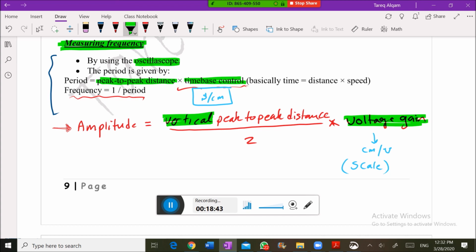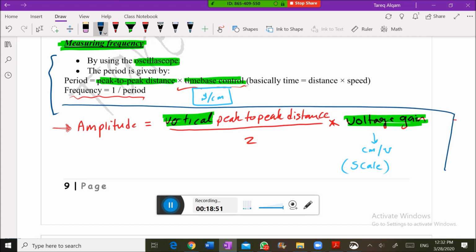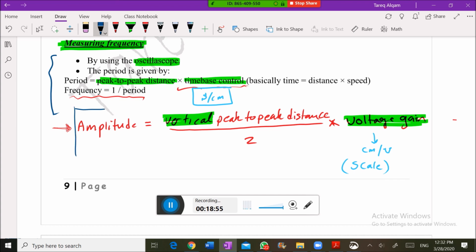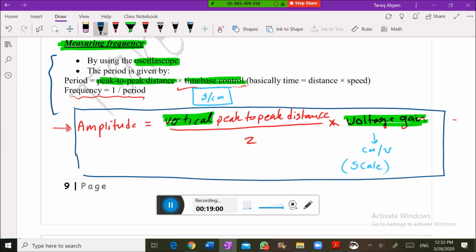I think you will not be asked about this part. This is just in case you are asked about it, but it's not included in the syllabus explicitly. We are asked regularly about how to measure the frequency. How to measure what? The frequency, not the amplitude. But if I want to measure the amplitude, simply I have to measure the vertical peak to peak distance divided by 2 multiplied by the voltage gain.